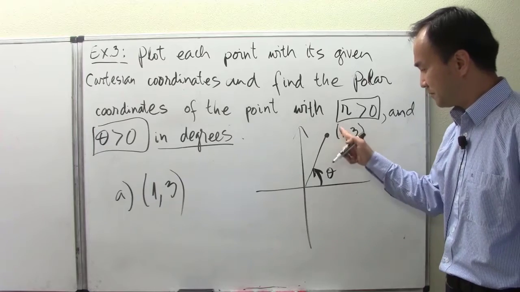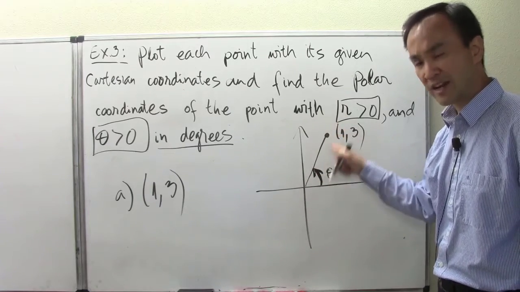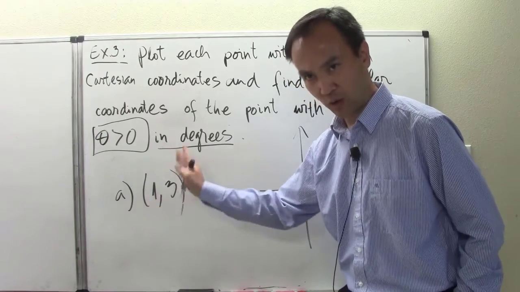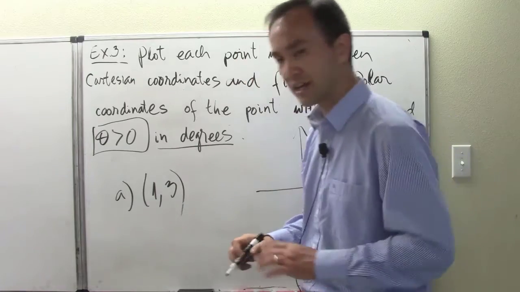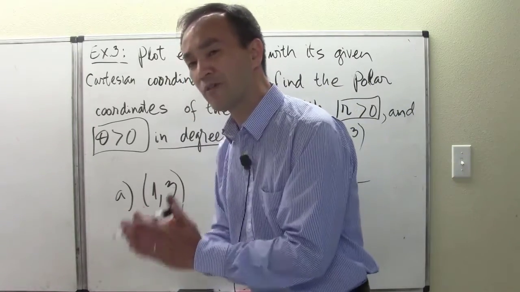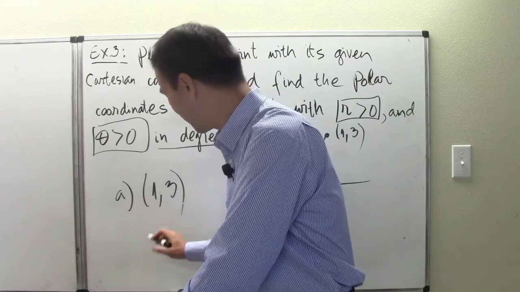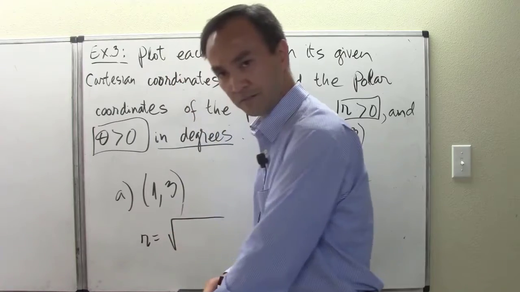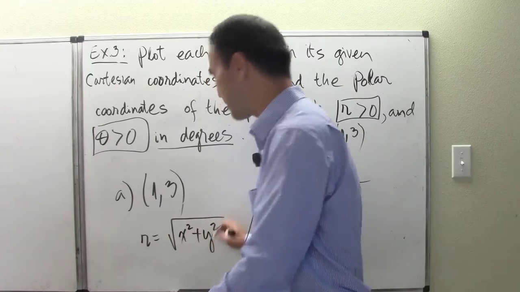The radius we can always calculate directly from the x and y coordinates of your rectangular coordinates. From what I wrote down and explained previously, before we got into examples 2 and 3, the radius can always be found as the square root of x squared plus y squared.